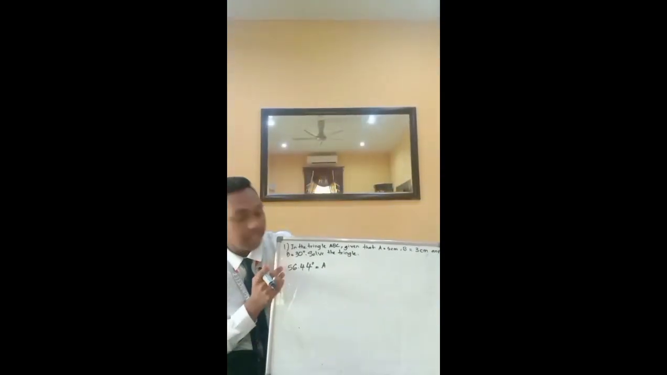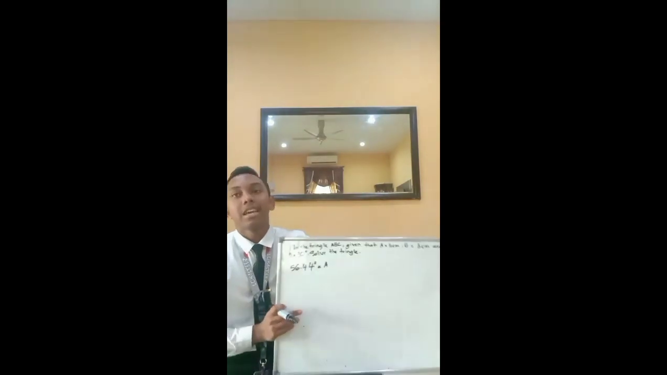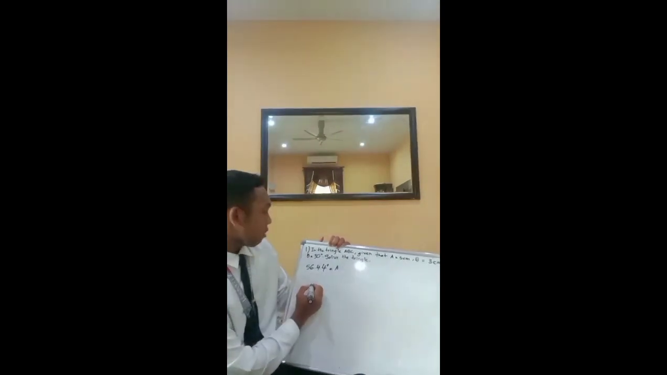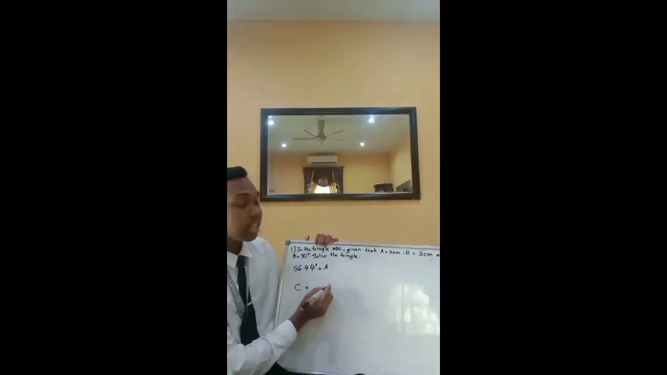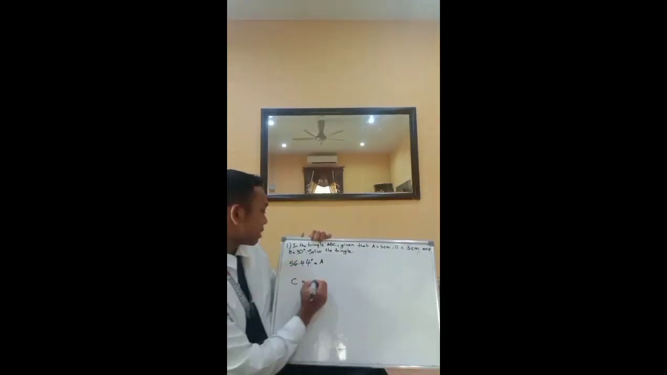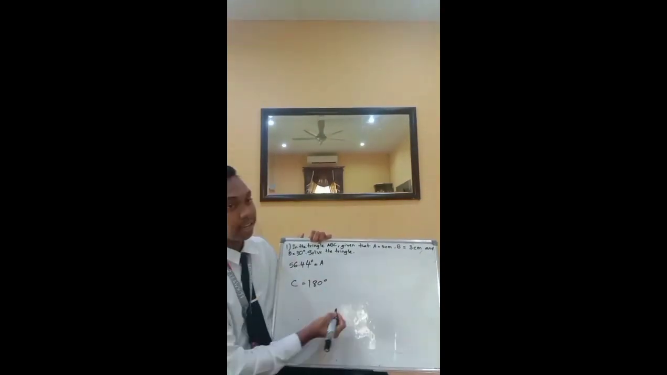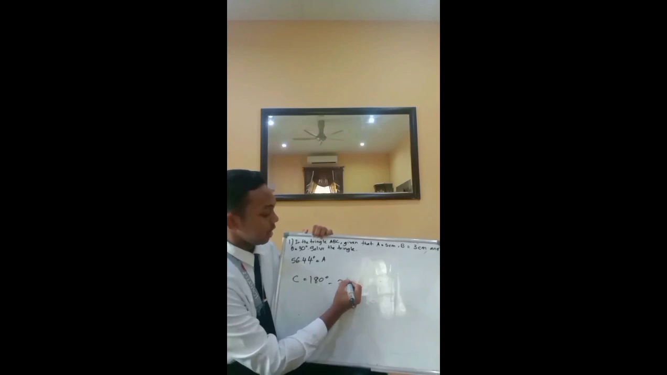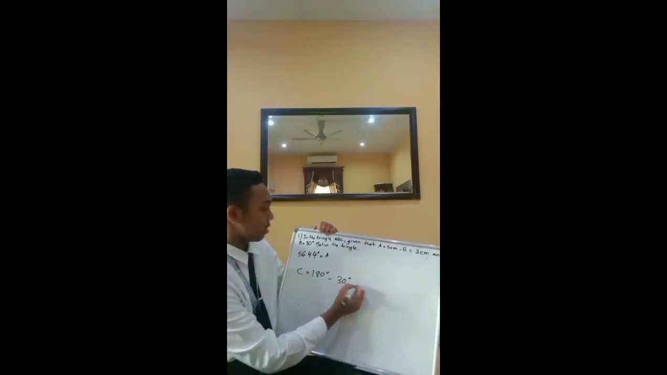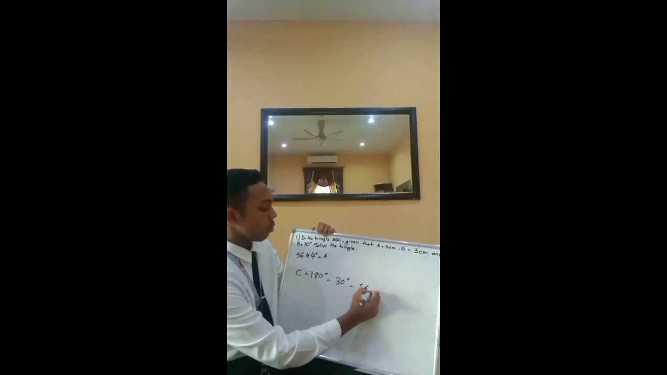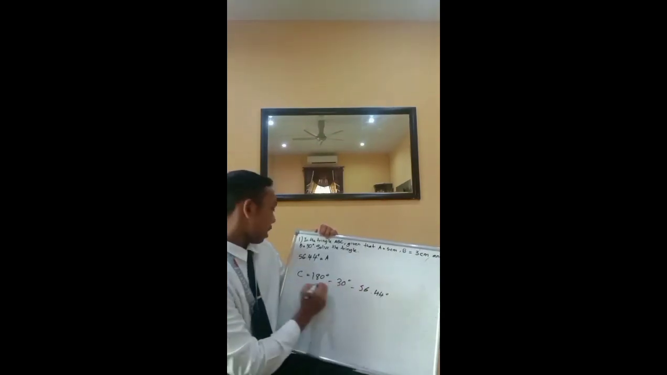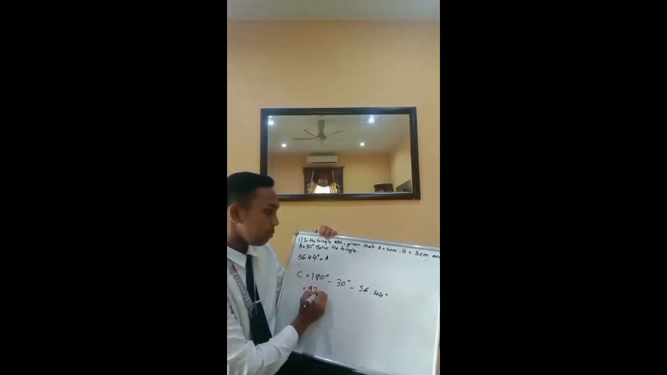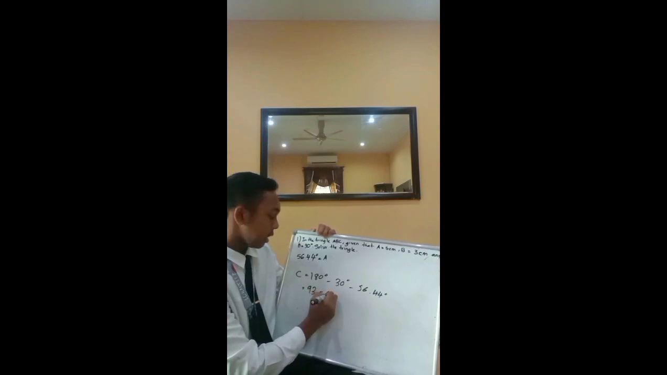After we get angle A, we must find angle C. To find angle C, the total of a triangle is 180 degrees minus B, 30 degrees, and A, 56.44 degrees, and the answer is 93.56.